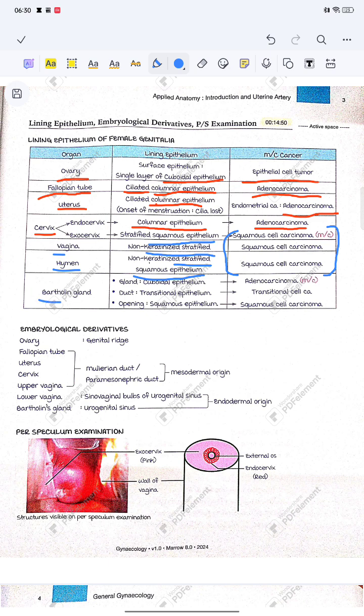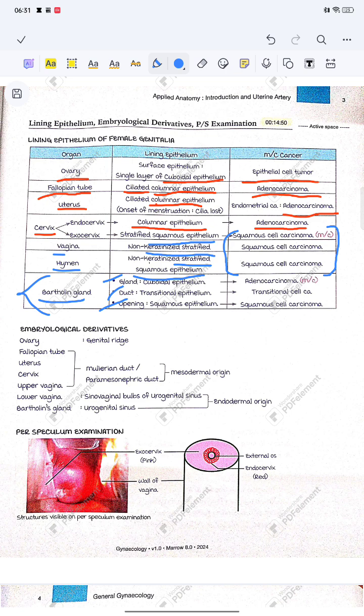Then the Bartholin gland. We have studied earlier that the Bartholin gland corresponds to Cowper's gland in the male. The Bartholin gland mainly, if it is the gland, it is cuboidal. If it is the duct arising from the gland, it is transitional, and the opening is squamous cell epithelium. This is not too important, but we have discussed the Bartholin gland as well.